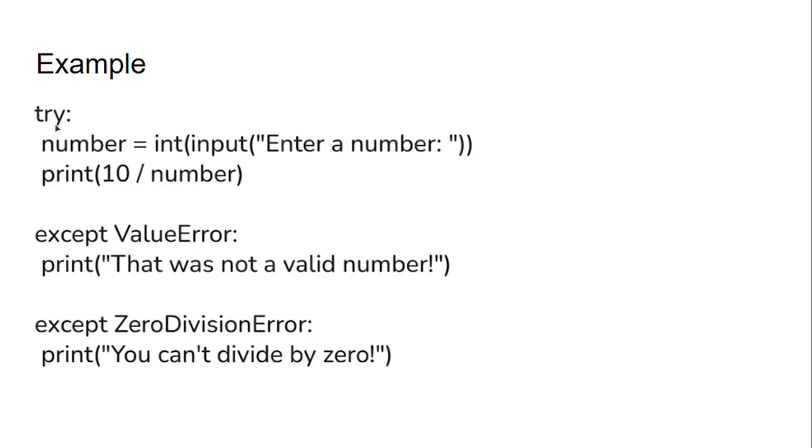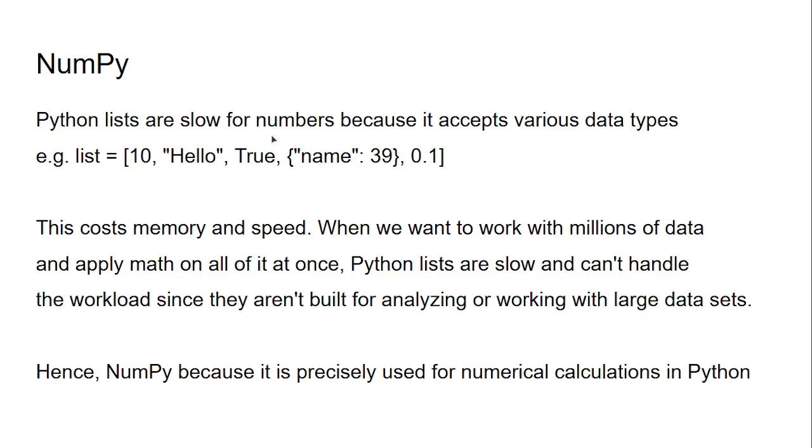An example: we have a try statement declared and code that might cause an error. We catch a ValueError, which is an error that would occur, and we print a statement that it was not a valid number. We also catch another error which might occur if our user inputs 0, where we print you can't divide by 0. So using a try except block helps us handle different kinds of errors that would appear in our code. ValueError comes when our user enters a string, and ZeroDivisionError happens when our user enters a 0 in the number input.